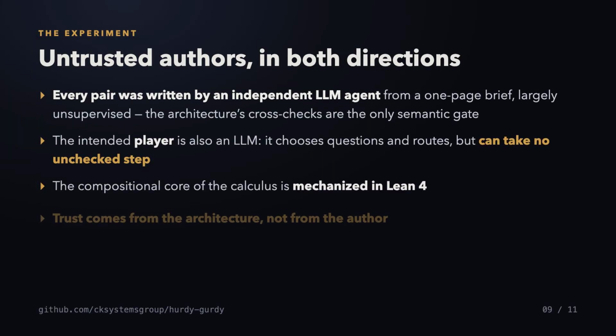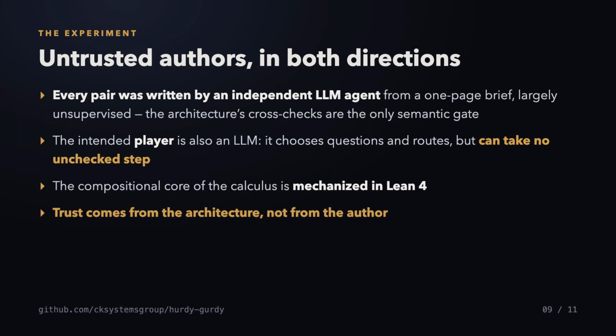And here is the experiment. Every pair, translator, carryback and tests, was implemented by an independent LLM agent from a one-page brief, largely unsupervised, with the architecture's cross-checks as the only semantic gate. The platform's intended player is also an LLM. It chooses questions and routes, but can take no unchecked step. The compositional core of the calculus is mechanized in Lean 4. Trust comes from the architecture, not from the author.